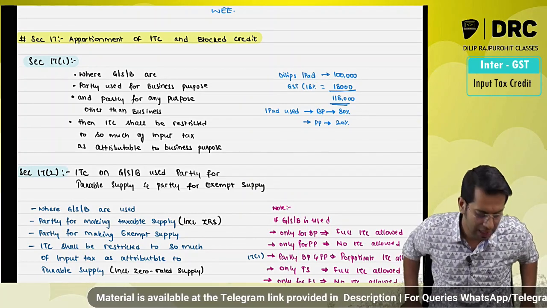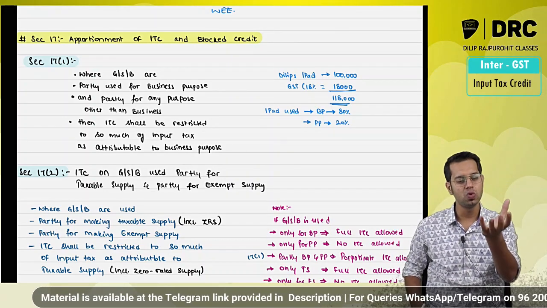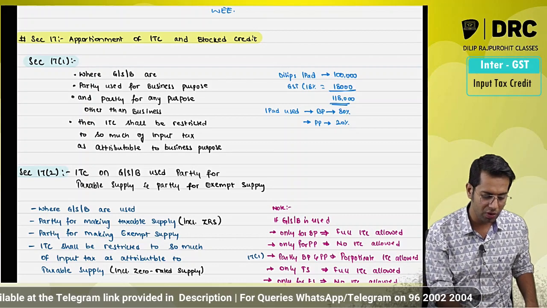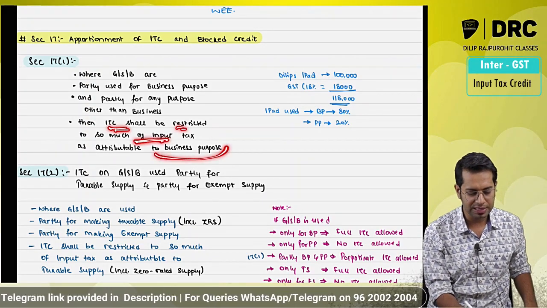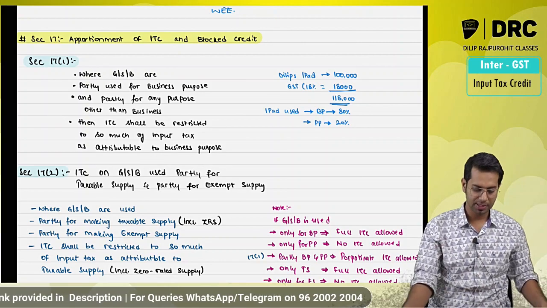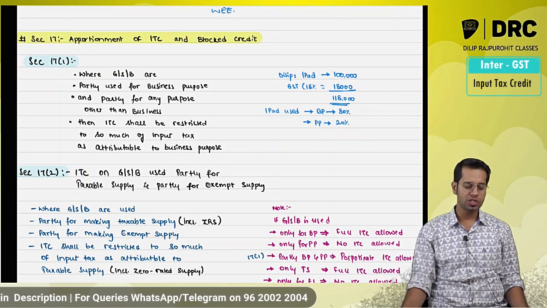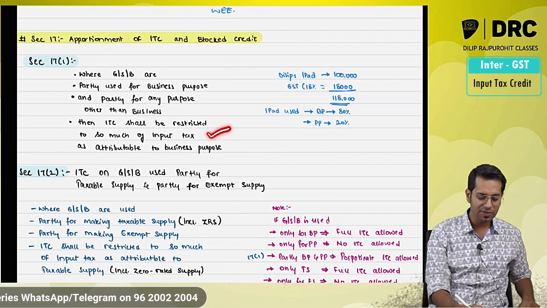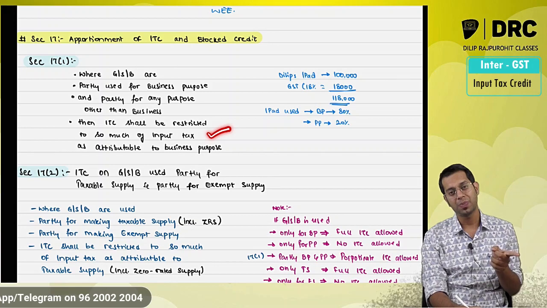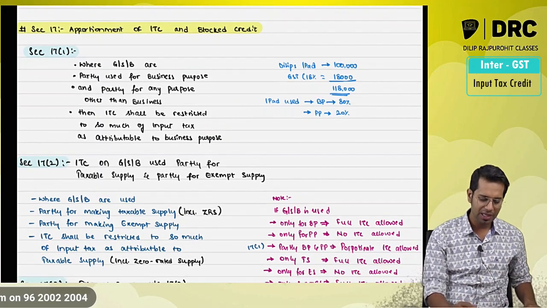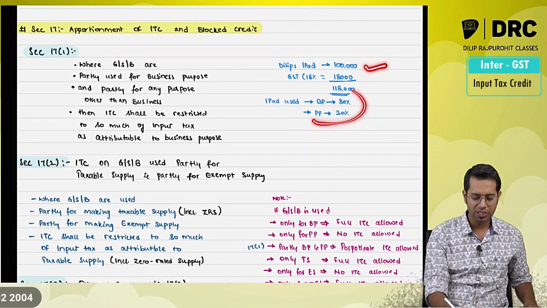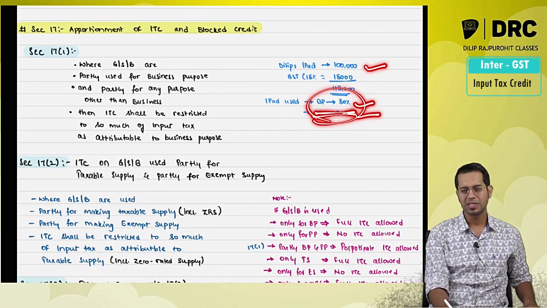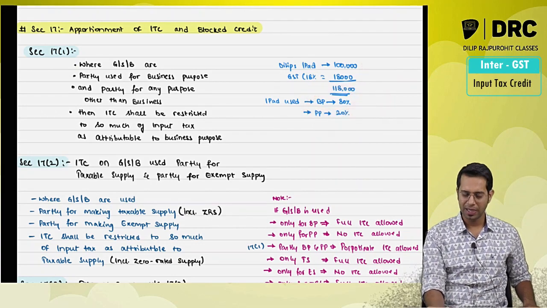Apportion means distribution. Section 17 subsection 1 says if you are using any goods or services partly for your business purpose and partly for any purpose other than business, your ITC shall be restricted to so much of input tax as attributable to business purpose. So if you are having any goods or services which you are using partly for business and partly for any purpose other than business, then the ITC which can be taken by you will be restricted only to such part which is used for business purpose. Meaning, I have purchased an iPad. Now this iPad 80% of the time I am using for my business purpose, 20% for personal purpose, 20% ITC I cannot take, only 80% ITC can be taken by me.